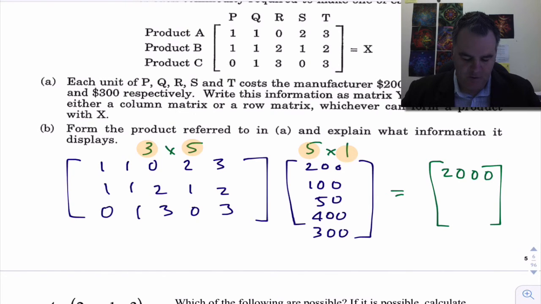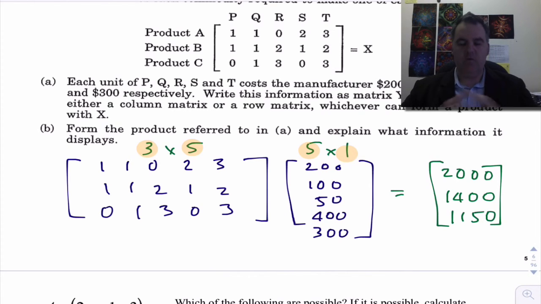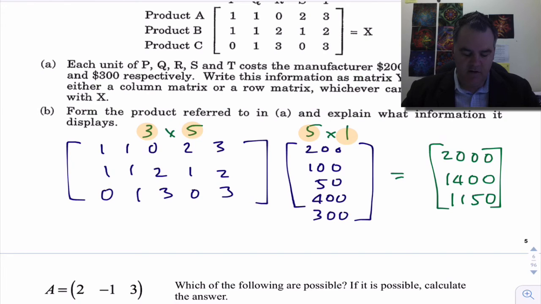The next one, 200 plus 100 plus 2 times 50 plus 400 plus 2 times 300 is going to be 1,400. Okay, and then the last one, we've got 1 times 100, 3 times 50, and 3 times 300, which gives us 1,150. Cool. Now what does that tell me? That tells me the cost of producing products A, B, and C, the total cost of producing them.